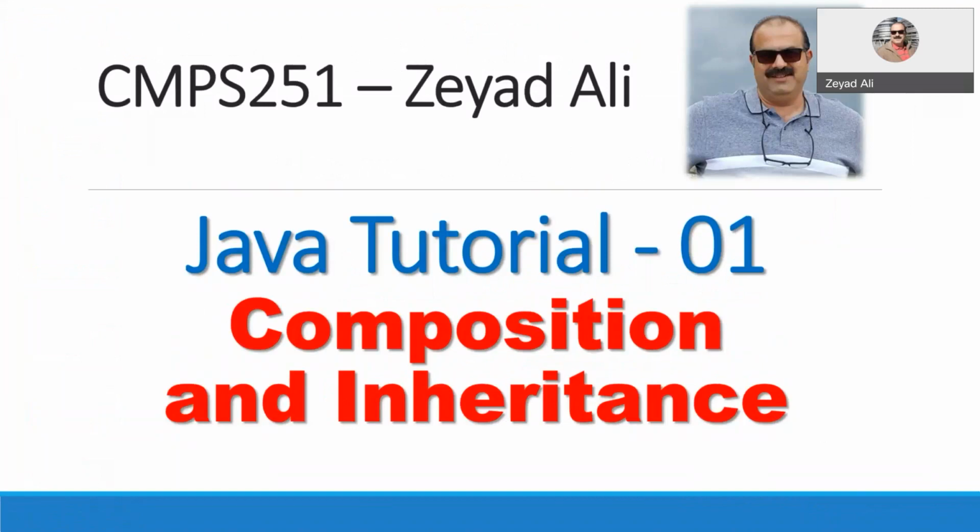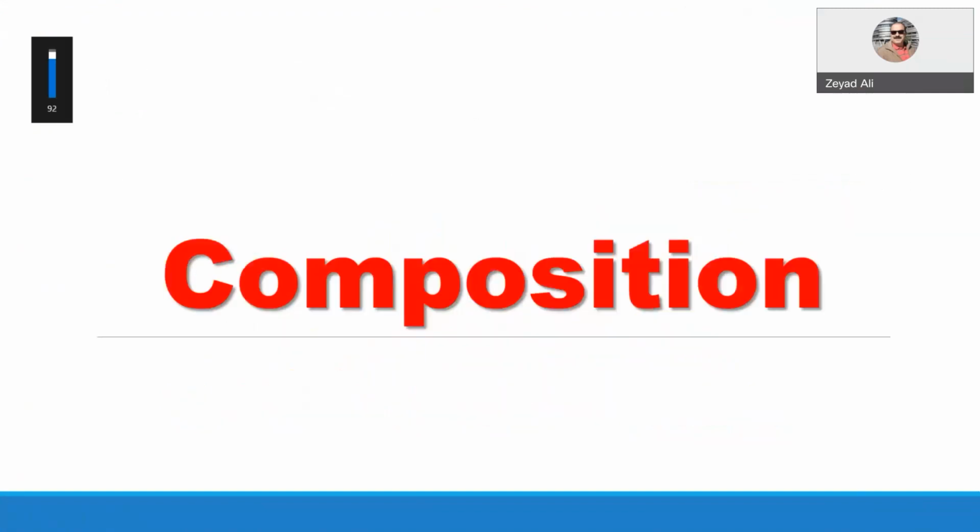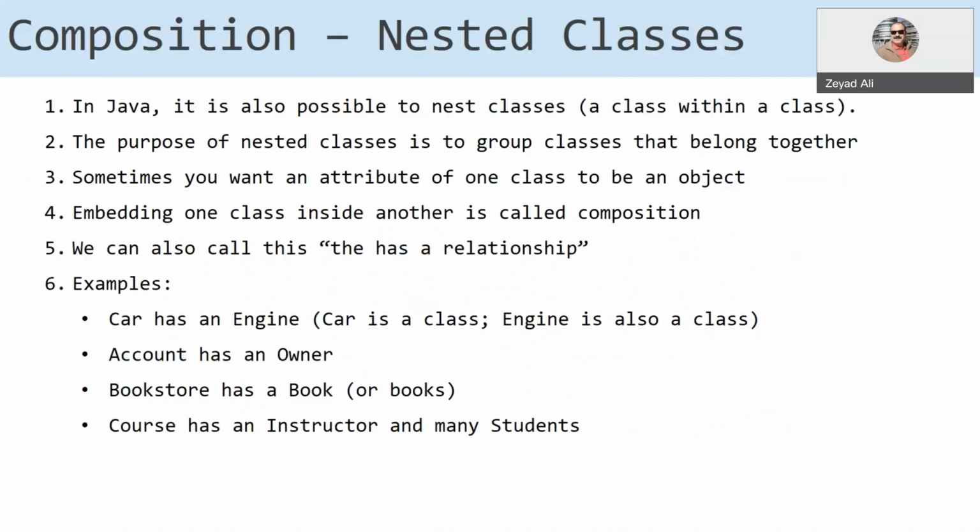Today we see some problems on composition and then inheritance, two core concepts of any Java programming course. We start with composition. Composition is something like you put classes inside other classes.